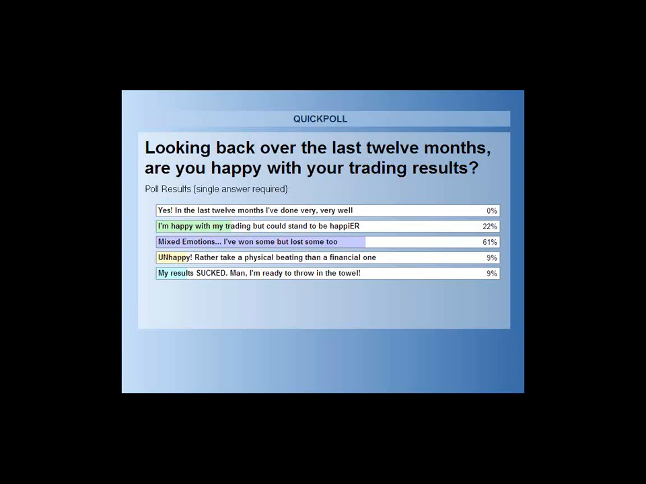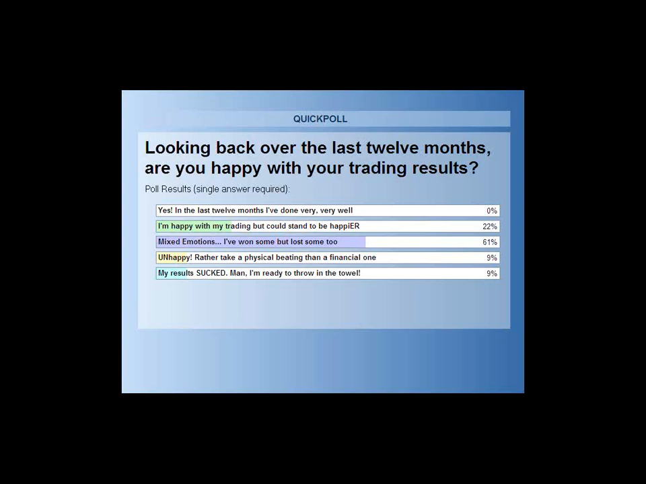This is usually what we see with this poll. It's unfortunate, but over the past 3 or 4 years that Kurt and I have been doing this, the answer to this poll usually comes out to a 20-80 split, and that's what we're seeing here today. 61% of you have mixed emotions. You've won some, but you've lost some, and maybe those losers have outpaced the gains, okay? 9% are unhappy with their trading results, and unfortunately 9% are ready to throw in the towel. Well, I think we're in the right place here.